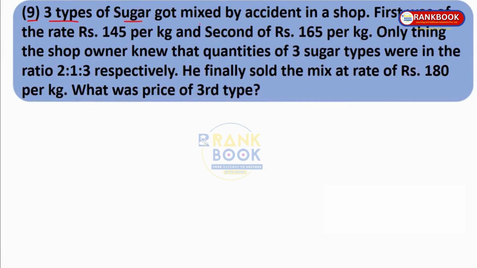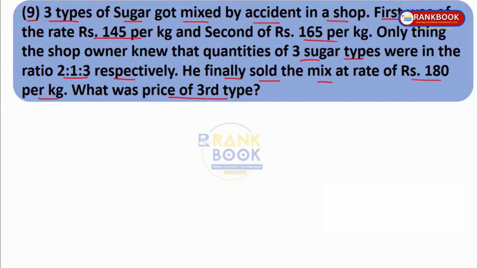Three types of sugar got mixed by accident in a shop. First was of rate rupees 145 per kg. Second was of rate rupees 165 per kg. The only thing the shop owner knew was that the quantities of the 3 sugar types were in the ratio 2:1:3 respectively. He finally sold the mix at the rate of rupees 180 per kg. What was the price of the third type?